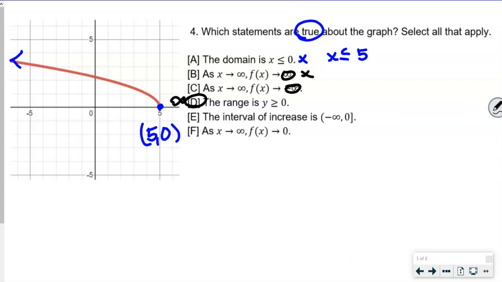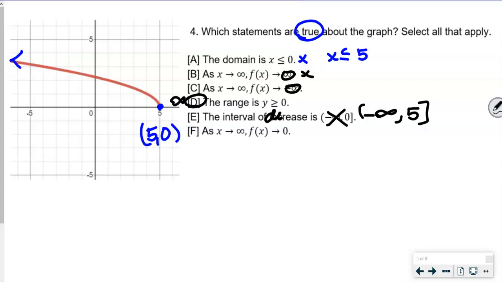And then E, the interval of increase. So is this graph increasing, y'all? From negative infinity to 0? No, it is decreasing, right? And where is it decreasing from? Negative infinity to, what is our x value there? 5, right? So that's what it should have been. So that's not true either.